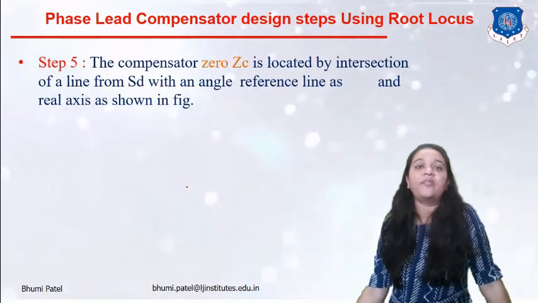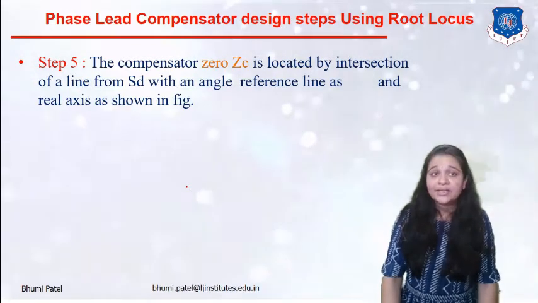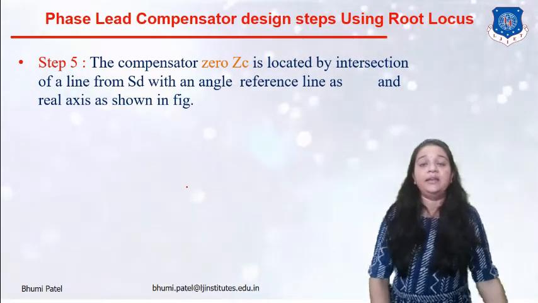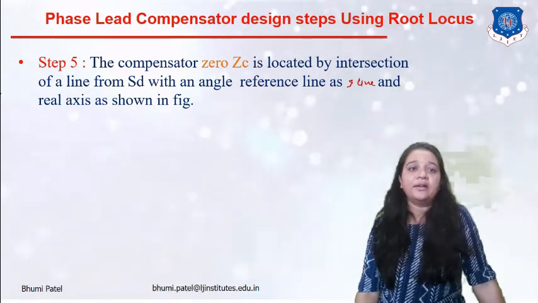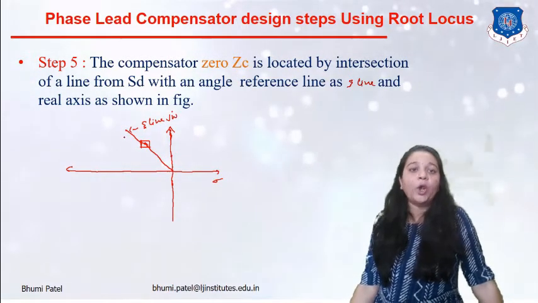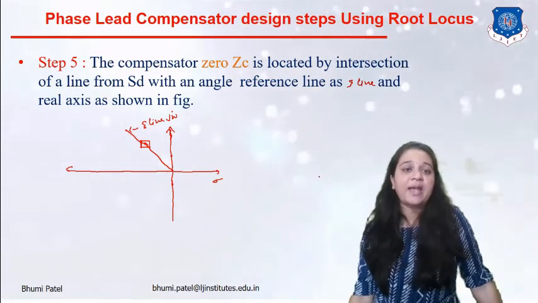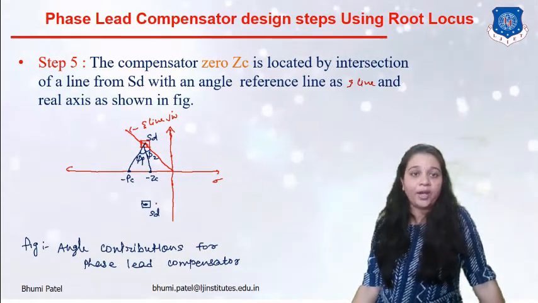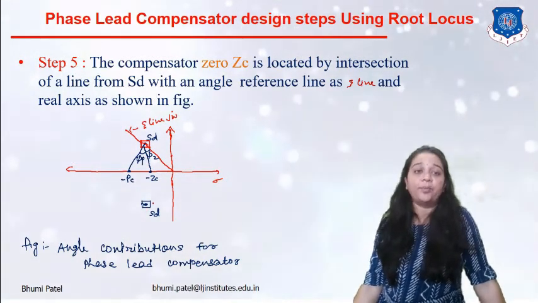Now step number 5: the compensator zero ZC is located by the intersection of the line from the SD with the angle reference line, the zeta line, and the real axis, as shown in the figure. As you know, this is my zeta line, this is the real part of the system and this is the imaginary part. This is my SD point. Now we have to draw an angle from the HD point. So this is my zero, minus ZC and minus PC, and this is my second HD point.